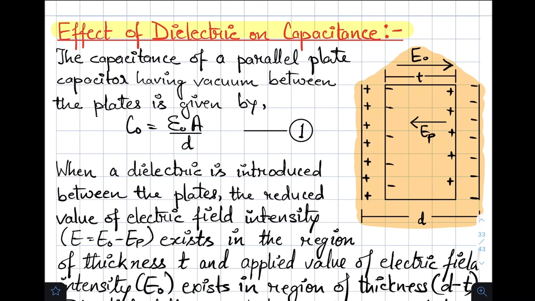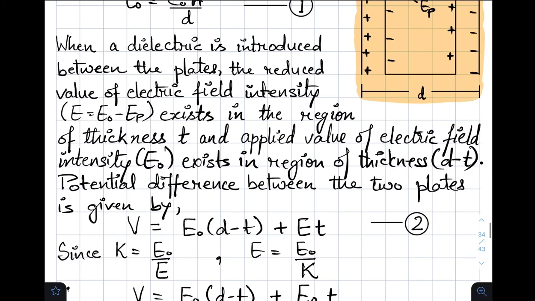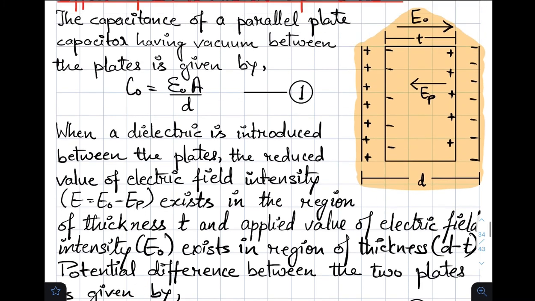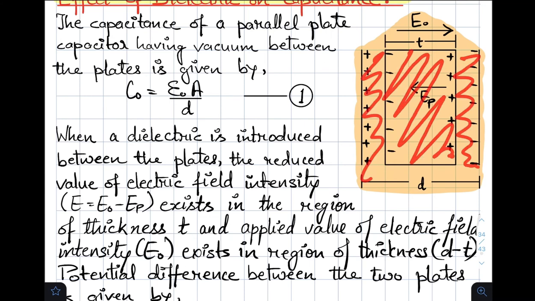So we basically already know that C equals epsilon naught A upon D. For simplicity, we have taken it as C naught, the initial or original capacitance. Now when I have this setup of capacitors, the potential, earlier given by E into D, will now be given by E naught into this distance, which is D minus T, plus E into this distance, which is T.